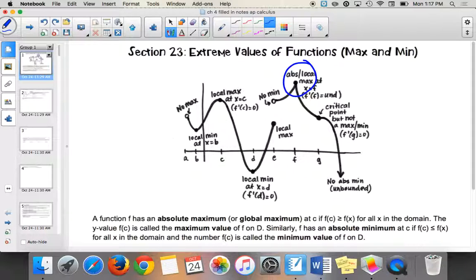If there's an open circle, there is no absolute or local. And then since this goes all the way down, do you guys see that? That's going to be no absolute minimum because it goes off forever. So is the absolute always a local as well? Yes.